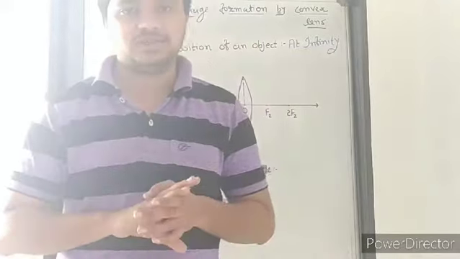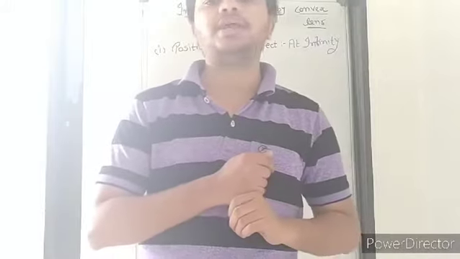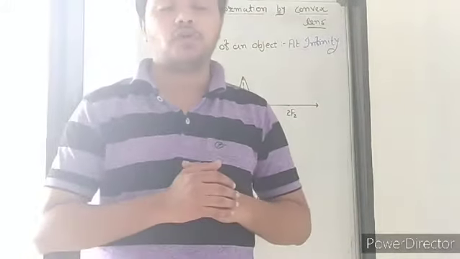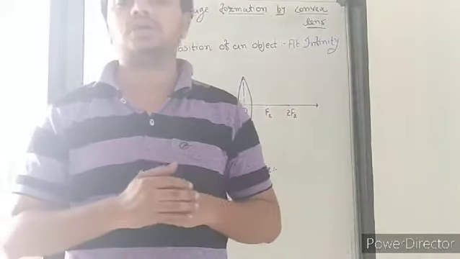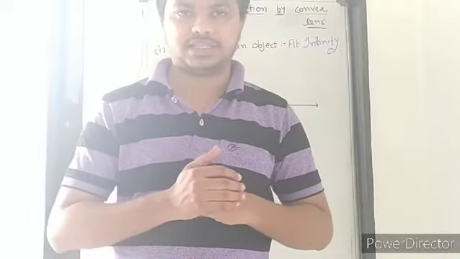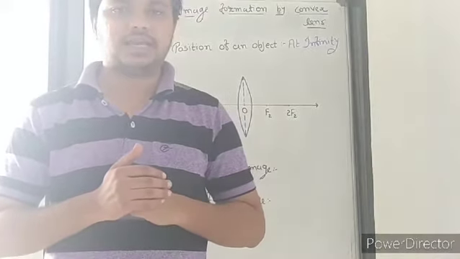There are three rays. First, parallel to the principal axis. Second, the one passing through the optical center, and the third one passing through the principal focus. And from the three of them, we have to use only two rays: the first one parallel to the principal axis, and the second one passing through the optical center.